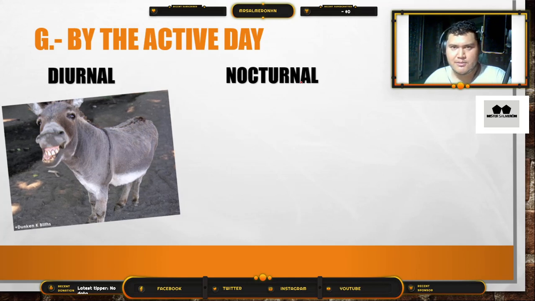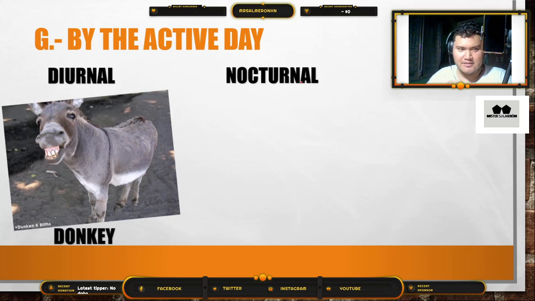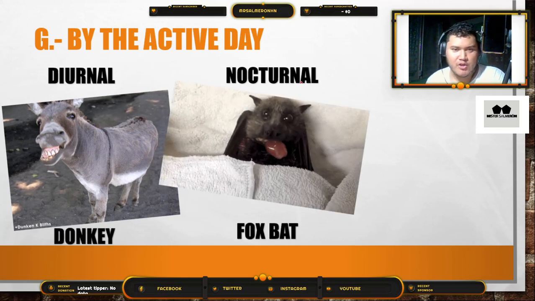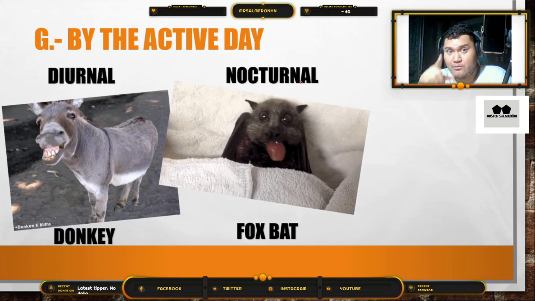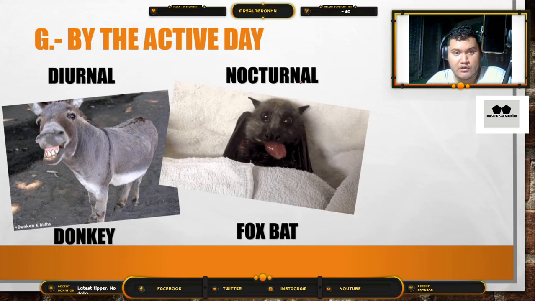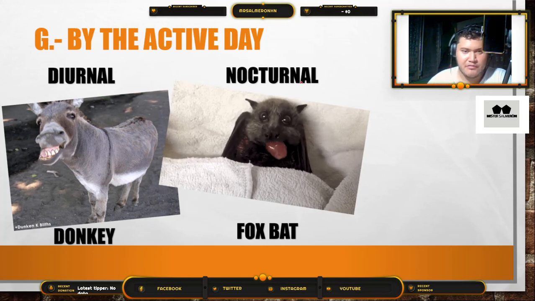That can be true, but well, the dogs need to take a nap sometimes. Now, the donkey is diurnal. Now, nocturnal. An example are the bats. And I told you that I was going to show you a picture of a fox bat. Look at that beautiful thing.